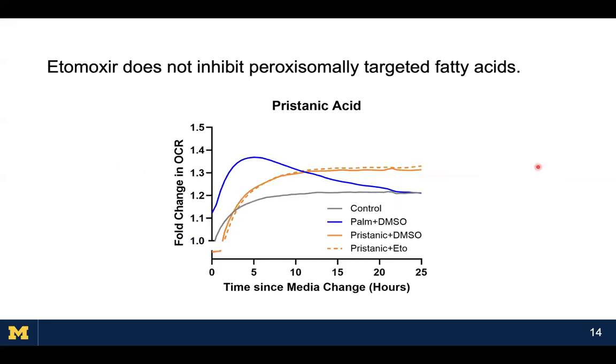So as a double check, when we apply etomoxir to peroxisomally targeted fatty acids like pristanic acid, we see that these two lines are right on top of each other. They track together because pristanic acid and other fatty acids like the very long chains and DHA are not sensitive to etomoxir, meaning that etomoxir is effective at blocking those long chains at the mitochondria, and pristanic acid is not going to the mitochondria at all, so it's not sensitive to etomoxir because it doesn't need to use CPT1. It's not going to the mitochondria. So that's a nice double check.